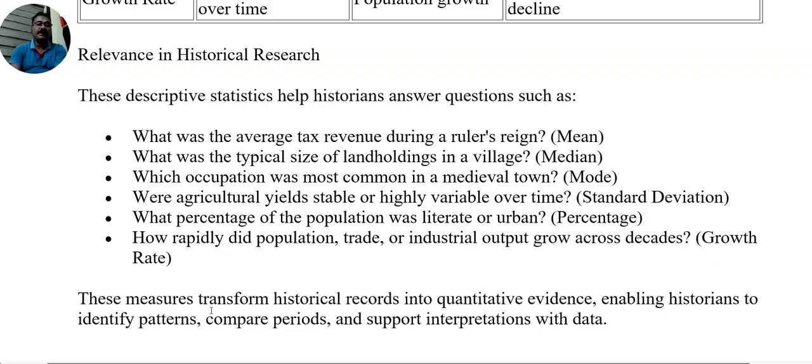So these measures transform historical records into quantitative evidence, enabling historians to identify patterns, compare periods, and support interpretation with data. With this, I am concluding the first part. In the next part, more will be discussed.